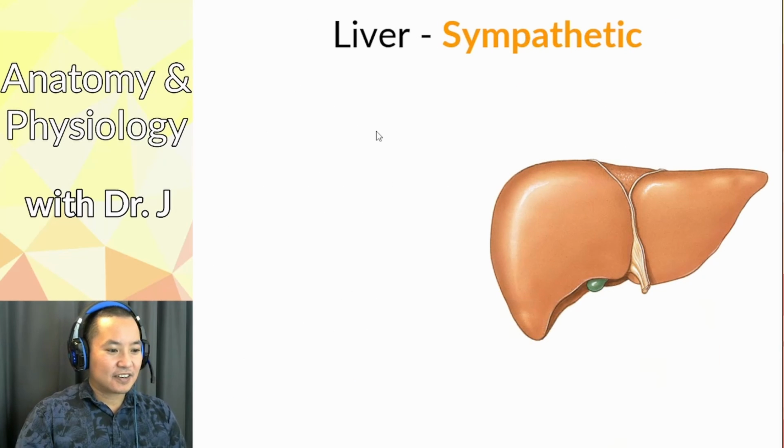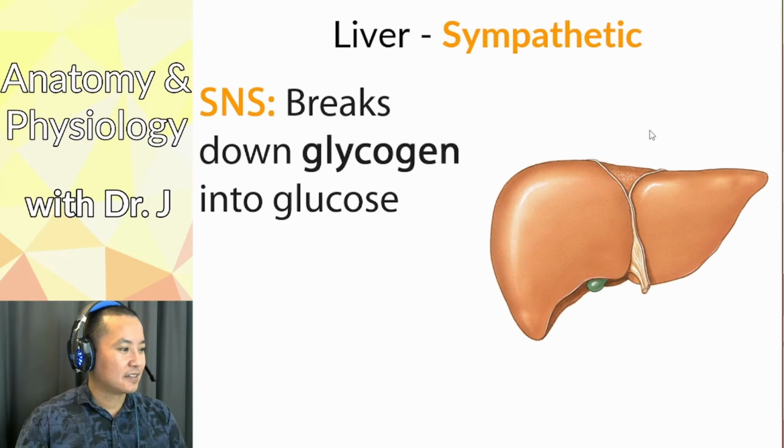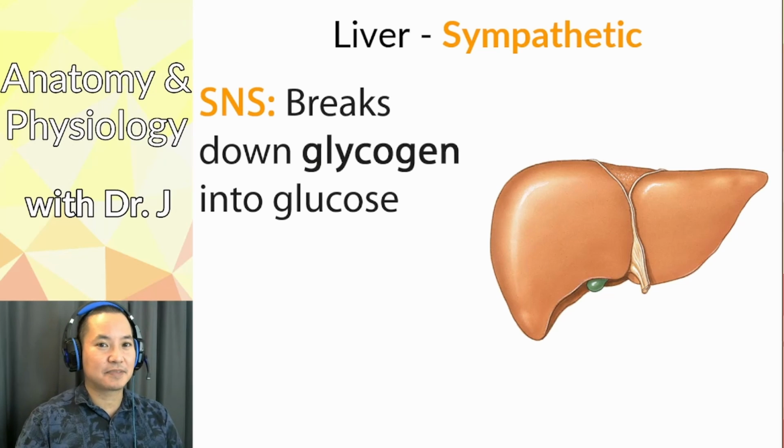Now the liver. It does many things, and the liver is like the unsung hero of a lot of the processes in your body. But for this class, I'm going to keep it pretty simple. So one of the main functions or main effects of the sympathetic nervous system on the liver is that it breaks down glycogen into glucose.